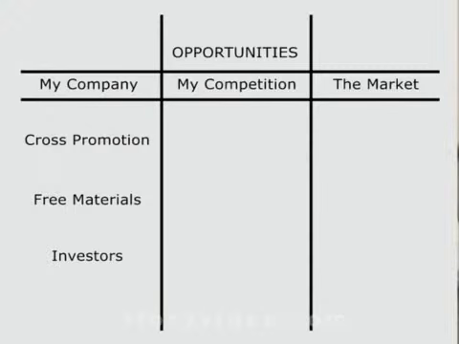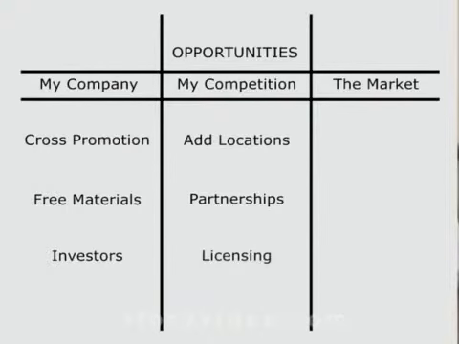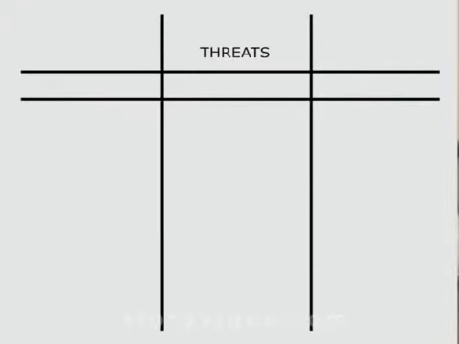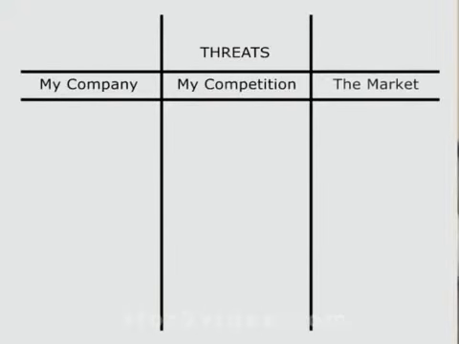For your competition, maybe they have the opportunity to add locations. Maybe they have opportunities for partnerships, or even for licensing. And under the third column, the market, opportunities may include new demographic groups coming into your area or the development of new projects. Those would all be opportunities. On the fourth page, we're going to write the word threats at the top, and we're going to follow the same formula. 3 columns, top of column 1, my company, column 2, the competition, column 3, the market.